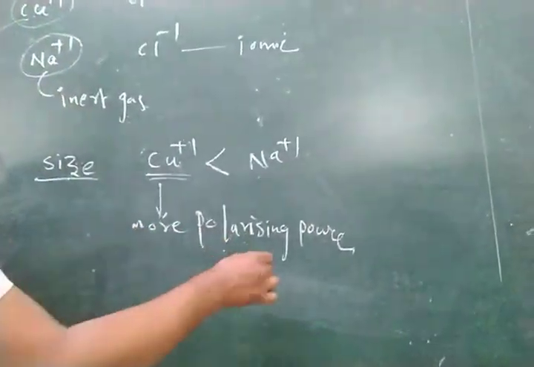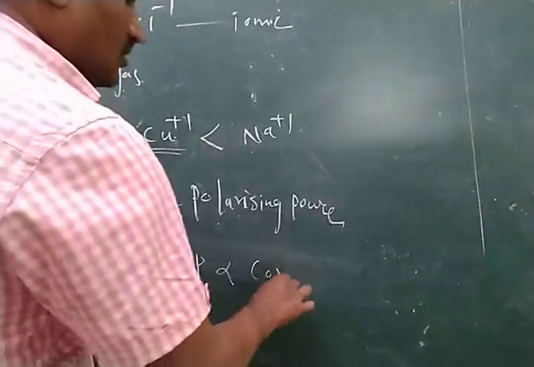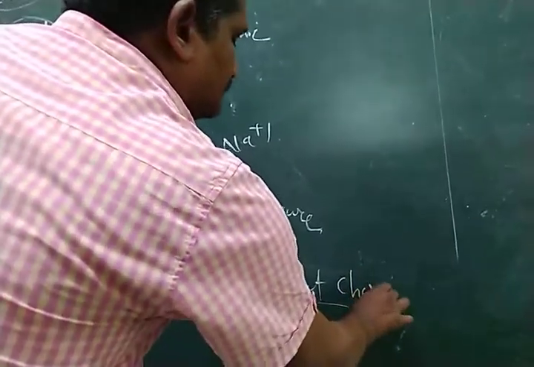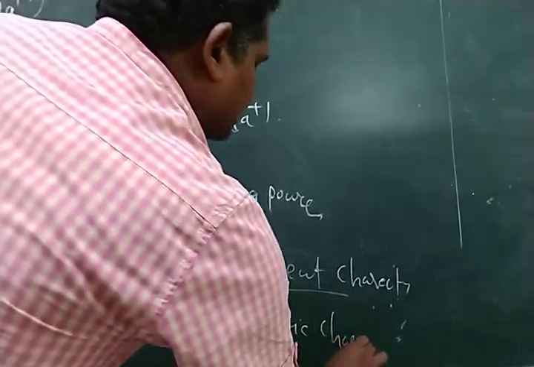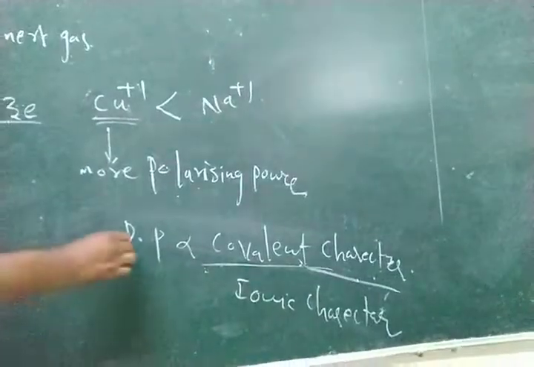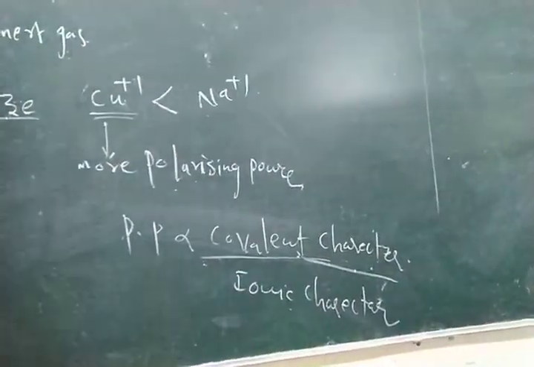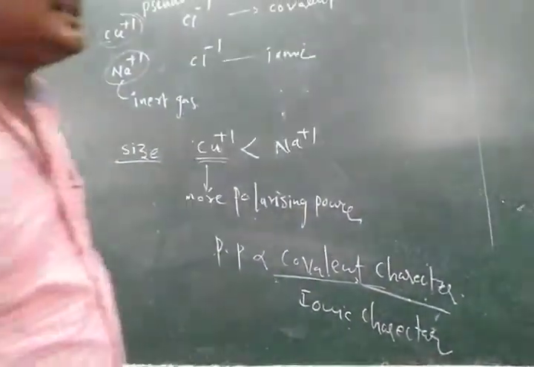So polarizing power is directly proportional to covalent character and inversely proportional to ionic character. So copper plus 1 has more polarizing power. So that's why it is more covalent. Copper chloride compound is more covalent. Next question.